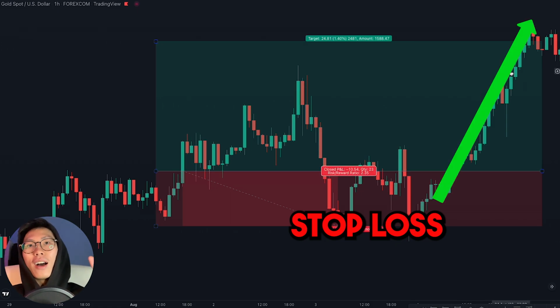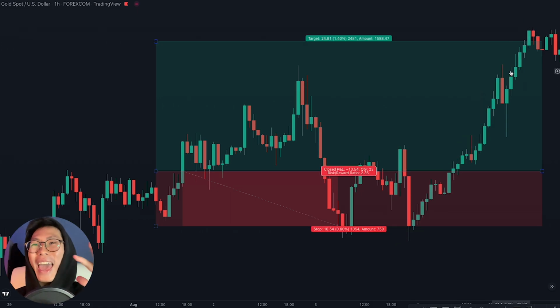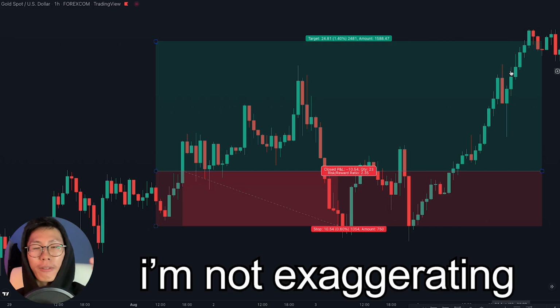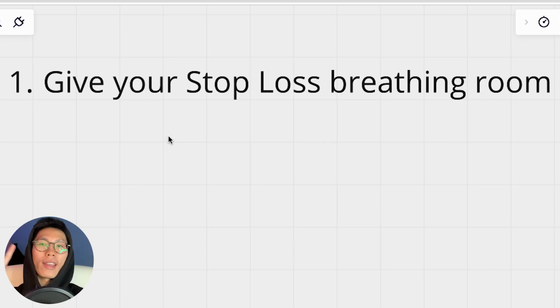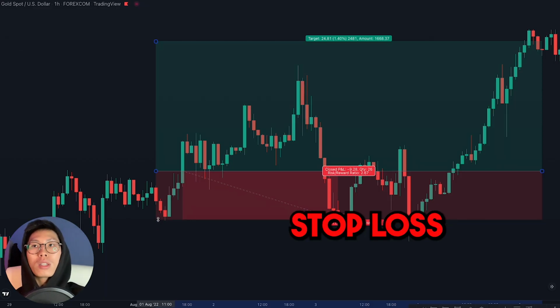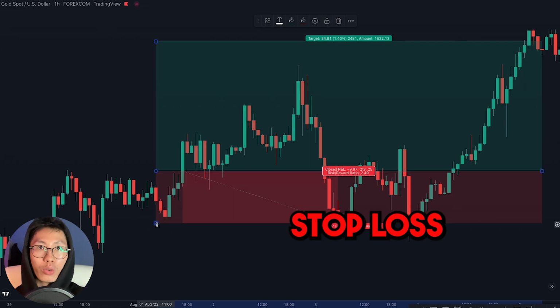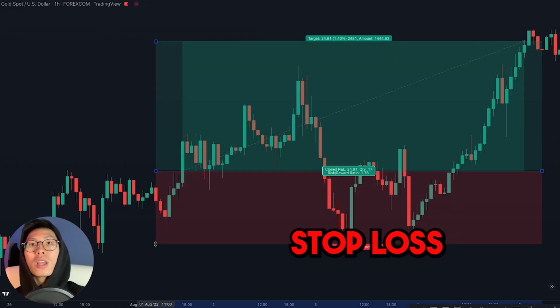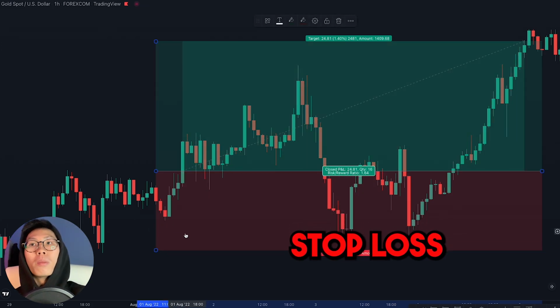I'm pretty sure a lot of times, because this has happened to me at least 100 times in my first year. So there are two ways where you can fix this. Number one is to give your stop loss a little bit of breathing room by placing your stop loss a distance away from structure. So instead of placing your stop loss exactly right here below the last higher low, what you need to do is give your stop loss a little bit of breathing room by placing it a distance away from the structure.